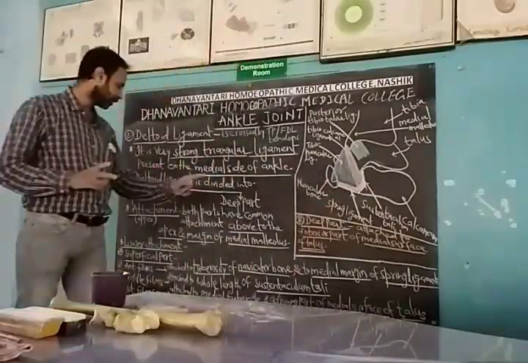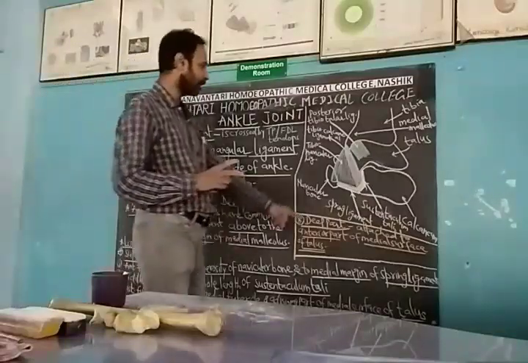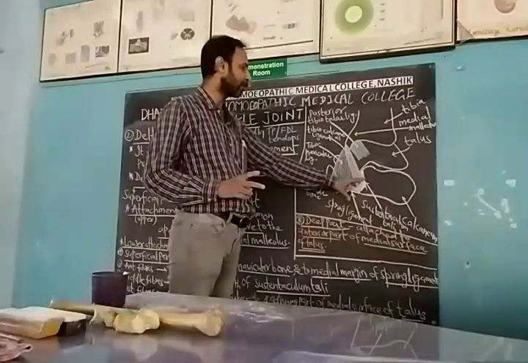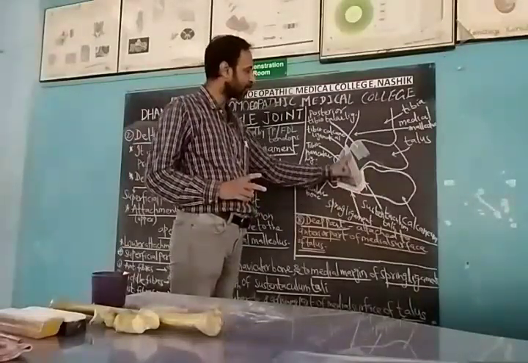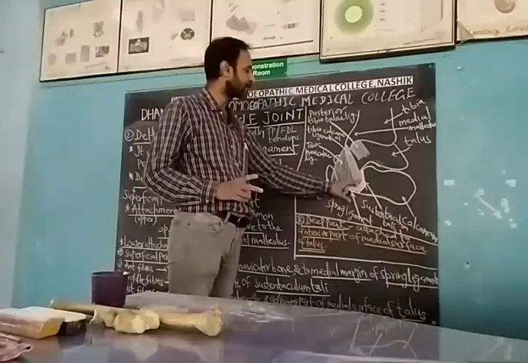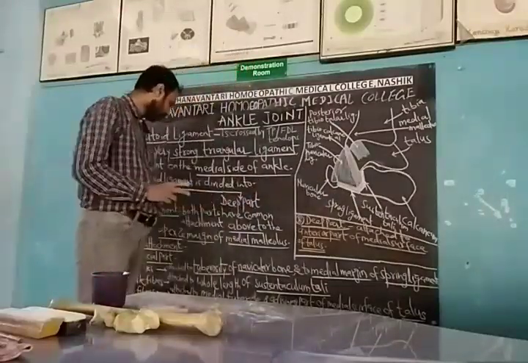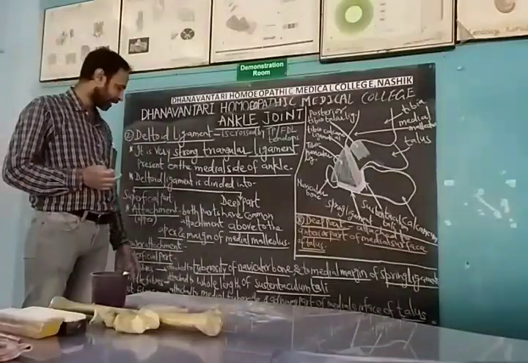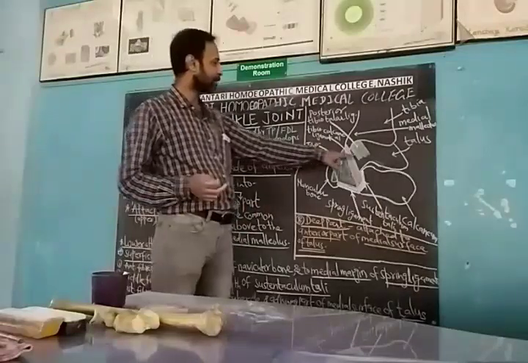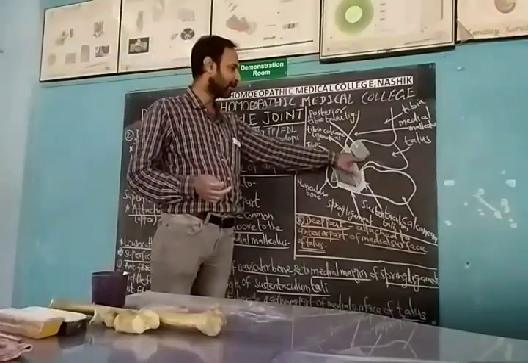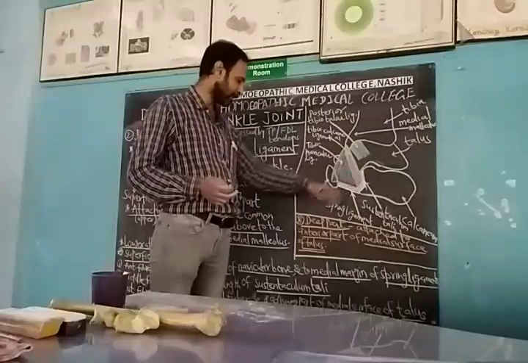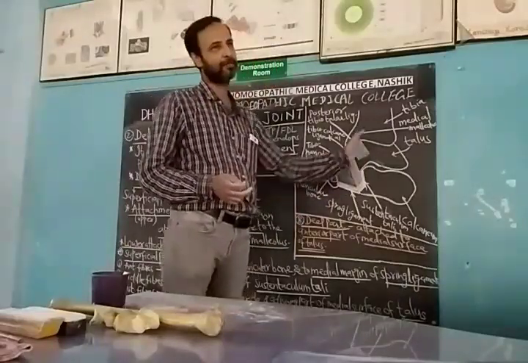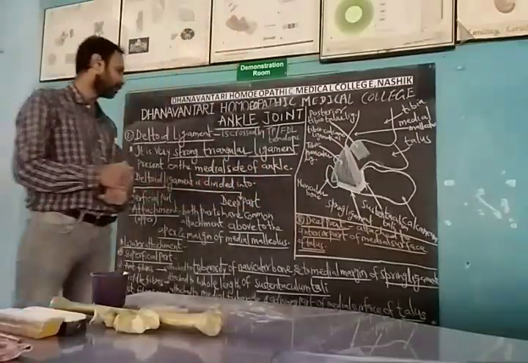Then the middle fiber is attached to the whole length of the sustentaculum tali on the calcaneum, along its whole margin. Then the third, the posterior fibers, the posterior tibio-talar ligament, is attached to the medial tubercle and the adjoining medial surface of the talus, on the posterior part. So that is about it.